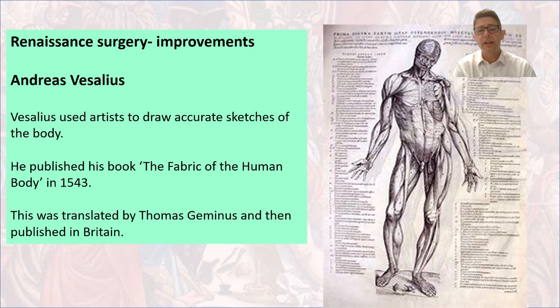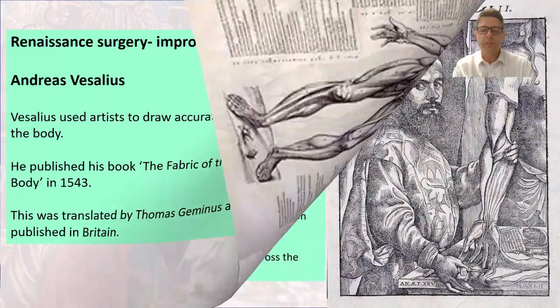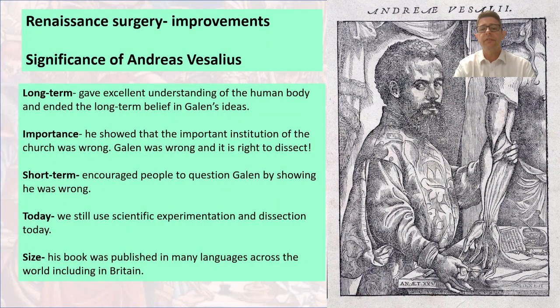He got artists to help draw his sketches in detail, and he published everything in his book, The Fabric of the Human Body, in 1543. This was translated by Thomas Geminus and was then published in Britain. So if you want to think about the importance of Britain, it'd be good to know that Thomas Geminus published his book. So what's the significance of Vesalius then?